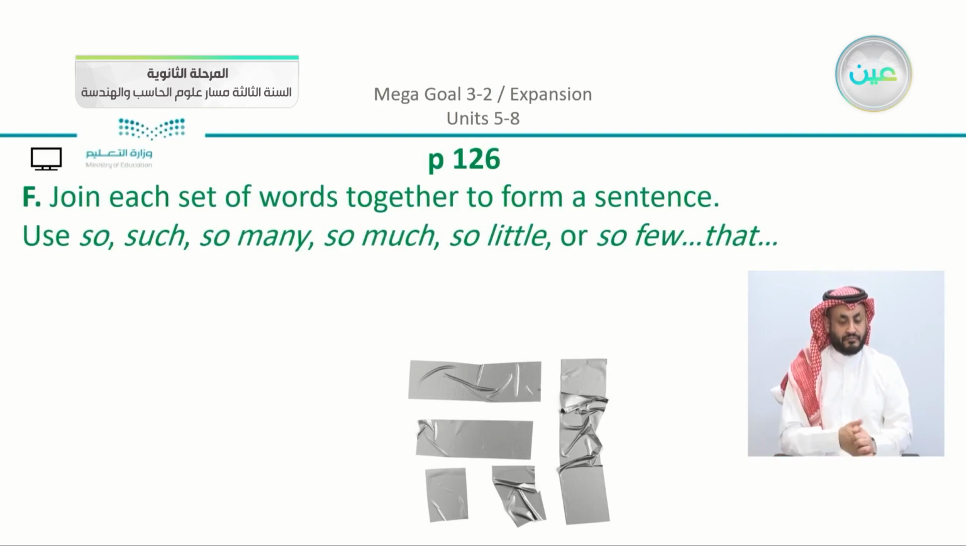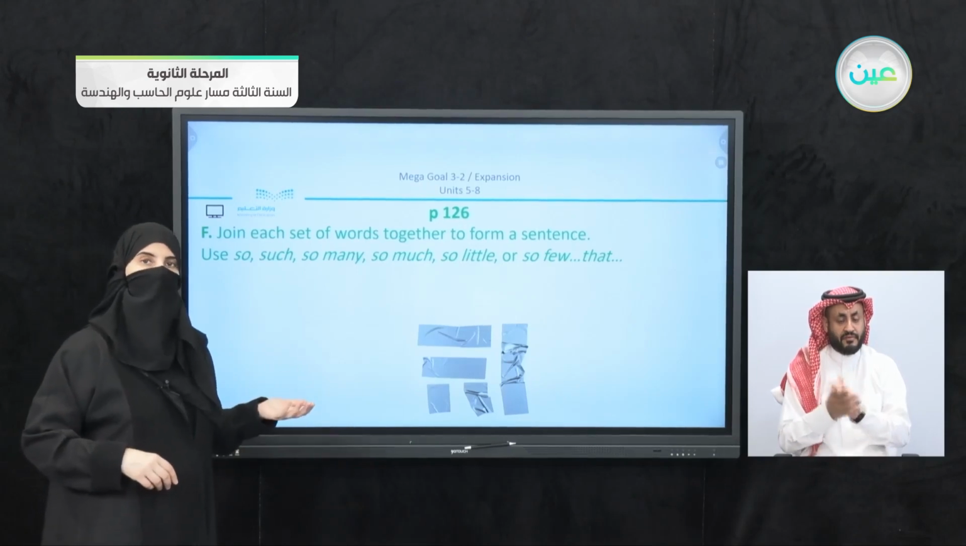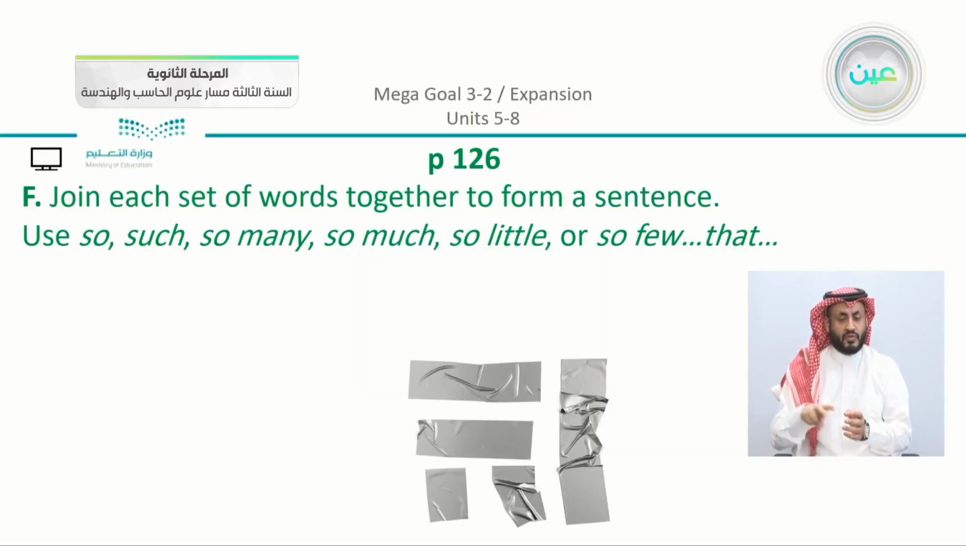Moving on to another exercise that we have here on page number 126, we have B. Now, we have the second, or actually F in the book, but it is our second exercise for the lesson. We have here to join each set of words together to form a sentence. Now you can see that there are different words or phrases that we have here. Now we have to use either so, such, so many, so much, so little, so few, that.